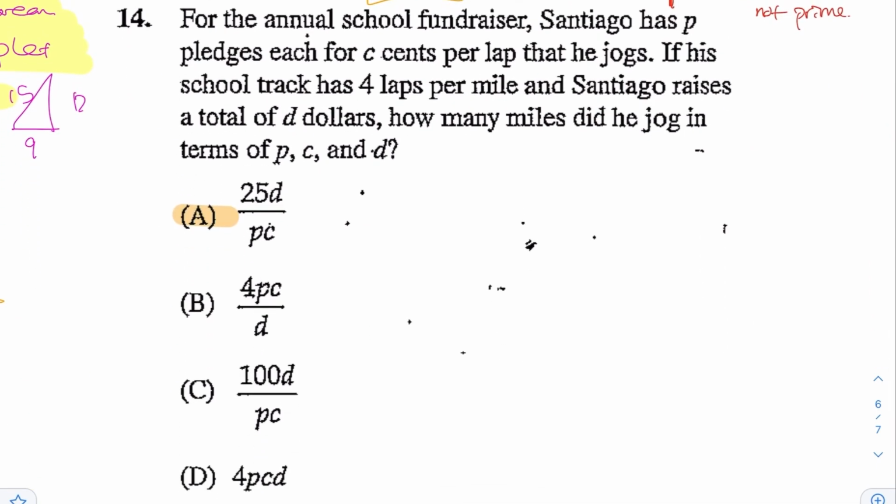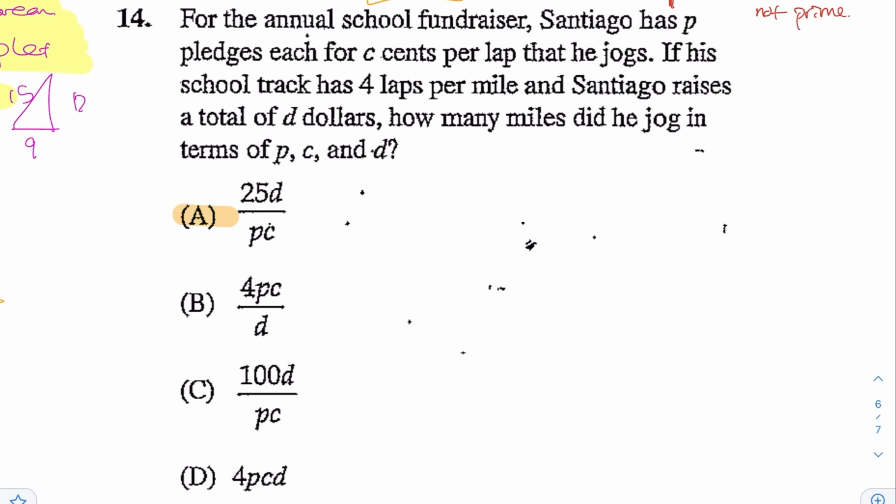Next, for number 14, for the annual school fundraiser, Santiago has P pledges, each for C cents per lap that he jogs. If his school track has 4 laps per mile, and Santiago raises a total of $D, how many miles did he jog in terms of P, C, and D? So one thing you can do is just to plug in numbers here, but you can also solve this.